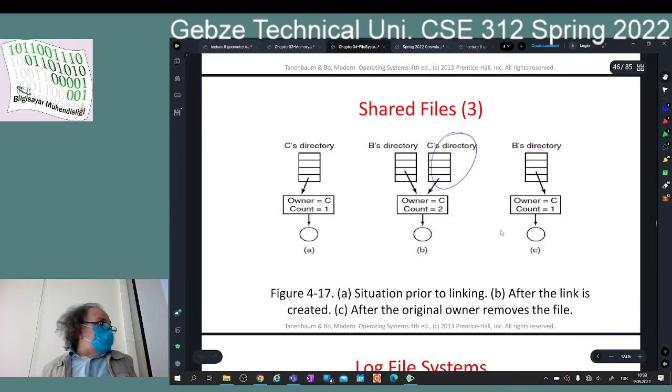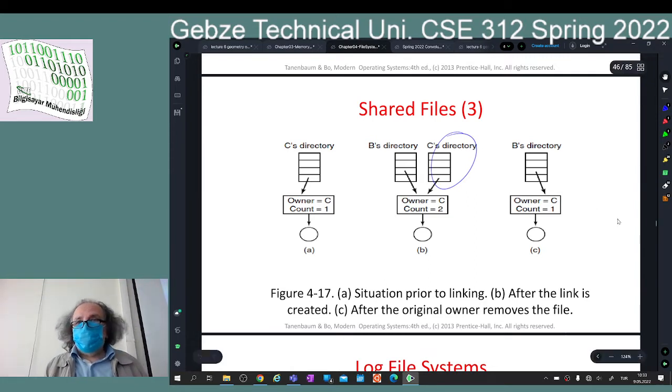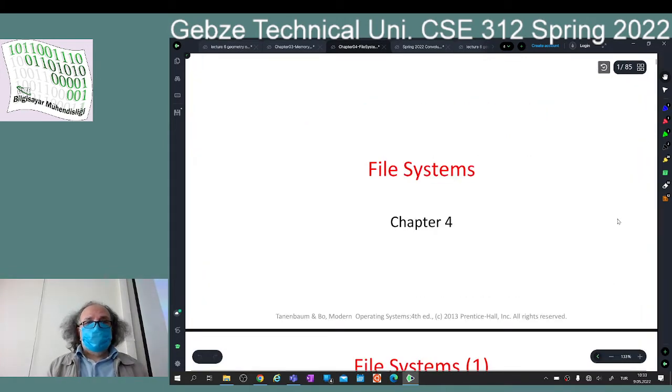Okay, last time this is where we stopped. We were talking about... Let me start from the beginning, maybe. Okay, this is about file systems, chapter number 4.